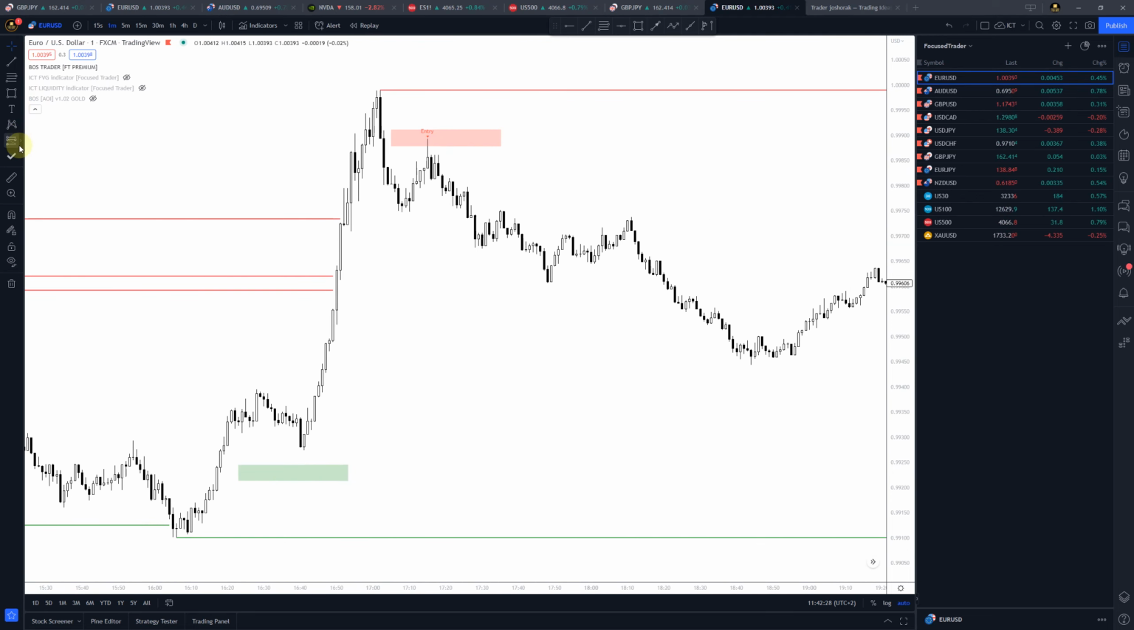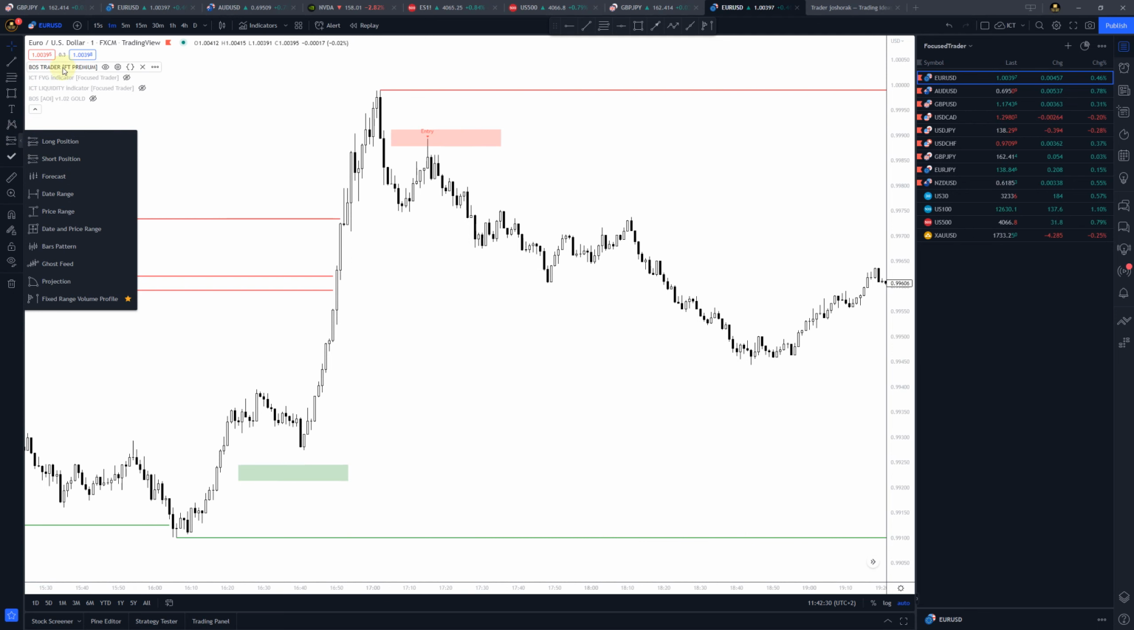So this is perfect. I really love this indicator. I really love our approach. And I'm very thankful to ICT because he provided a lot of ideas on how to trade this.